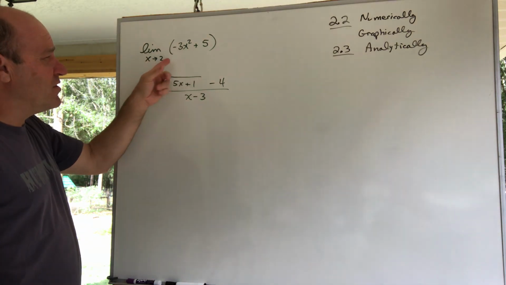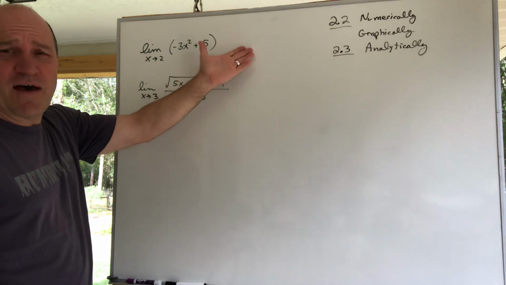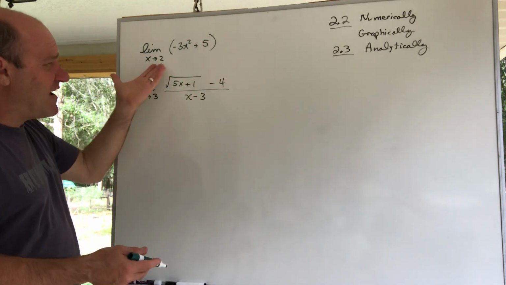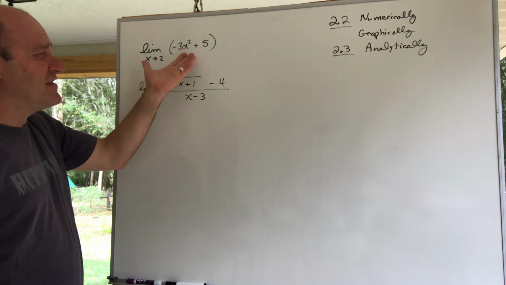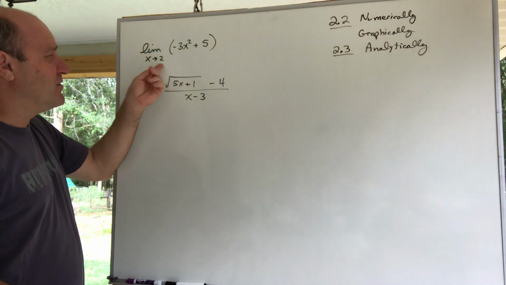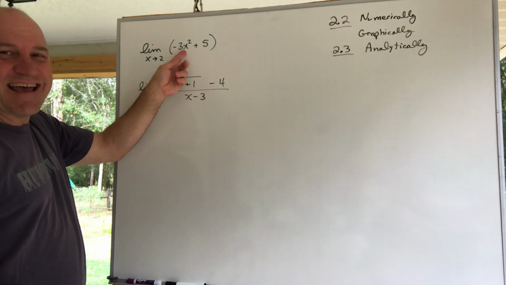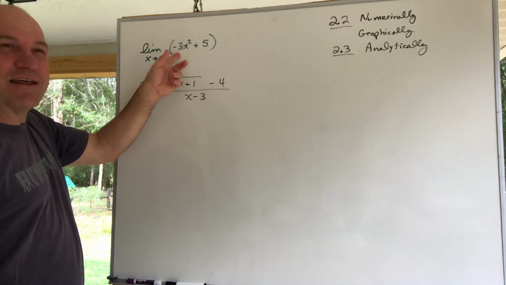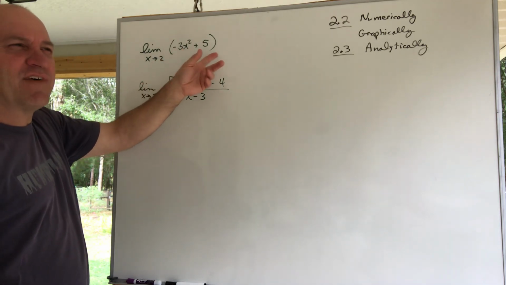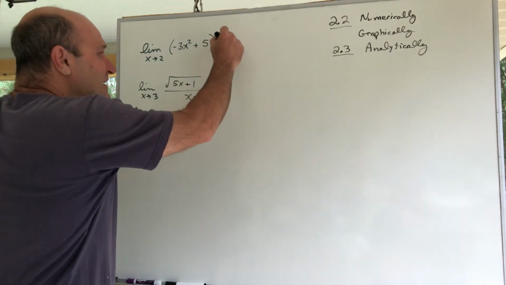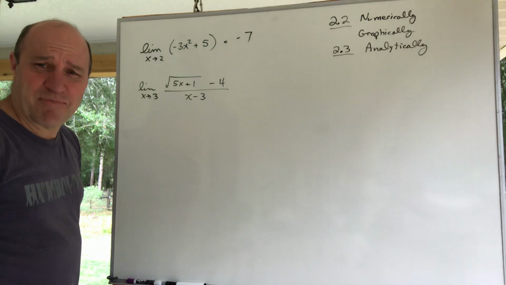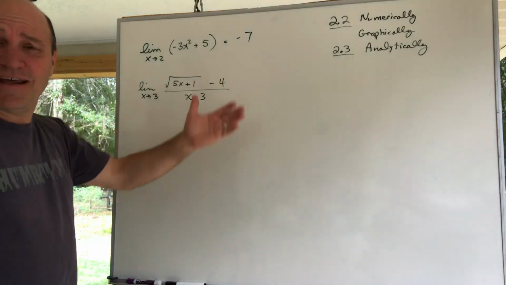Nothing happens here. When you plug in a 2, you just get a y value. The function value at 2 is the same as the limit as x approaches 2. There's nothing interesting here. But let's just do it. Plug in a 2. That's x squared, so that's 4 times -3. It's -12 plus 5. -12 plus 5 is -7. And I'm finished with that problem. You plug it in, you get an answer.